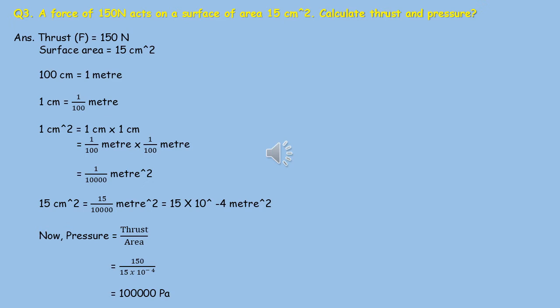The surface area given in the question is 15 centimeter square, that is equal to 15 by 10,000 meter square, or 15 into 10 to the power minus 4 meter square. Now we know the formula: pressure is equal to thrust by area. So we are replacing the values, that is 150 by 15 into 10 to the power minus 4, and we are getting that pressure is equal to 1 lakh Pascal.